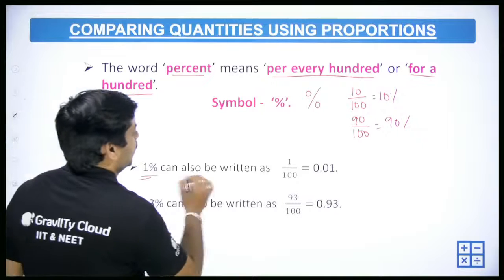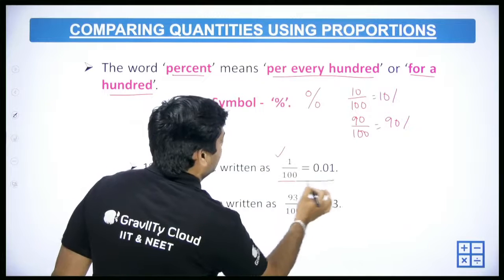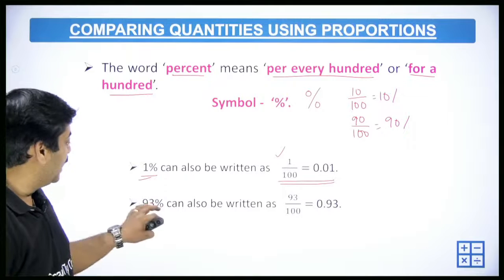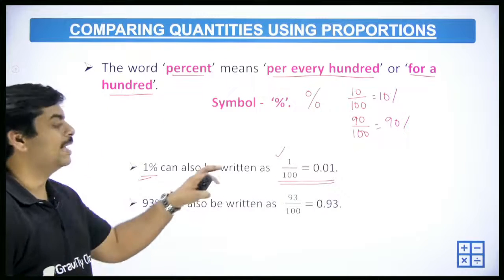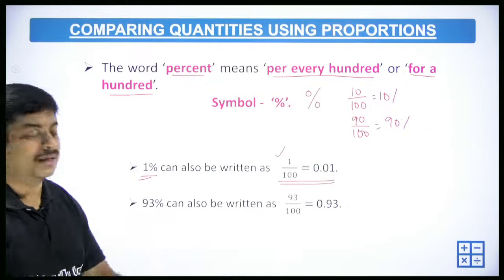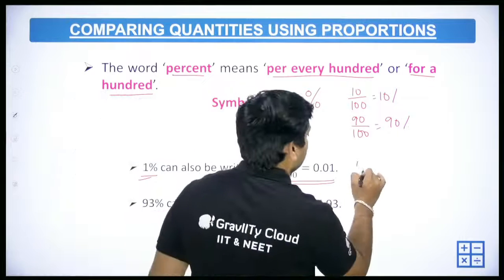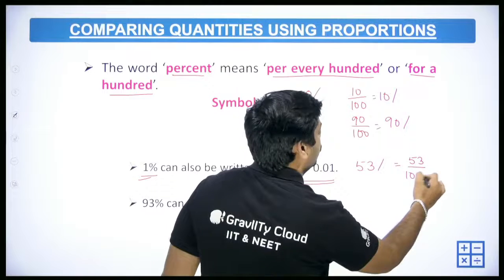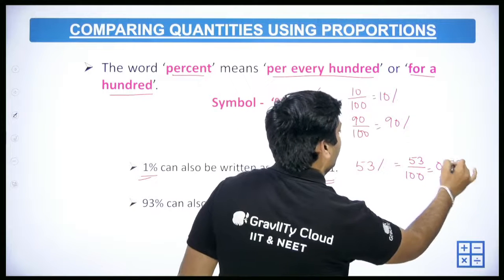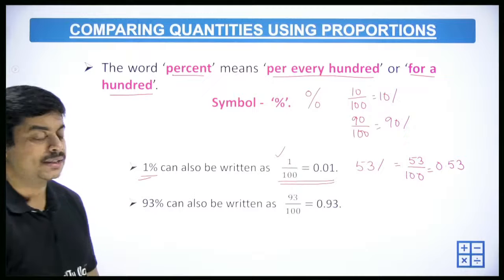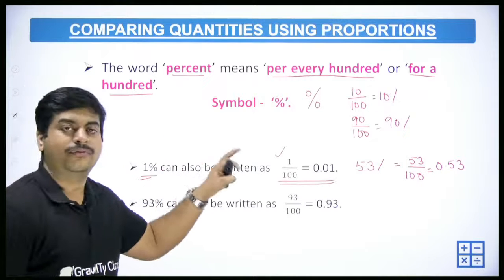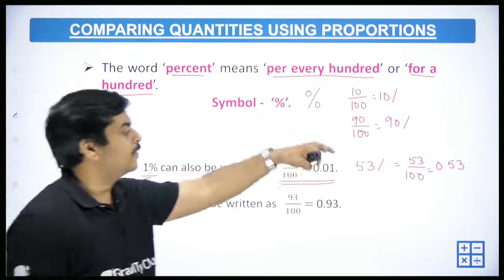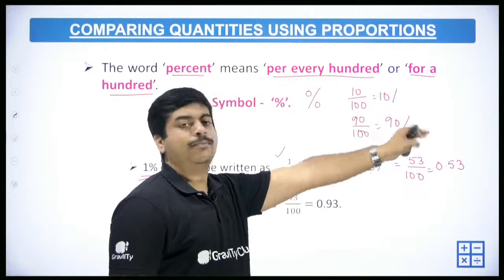1% can be written as 1 by 100, and in decimal notation, we can also write that as 0.01. 93% can also be written as 93 by 100, which is 0.93. For example, 53% is 53 by 100, which is 0.53. So we have different representations: you can write 53%, 53 by 100, or 0.53.